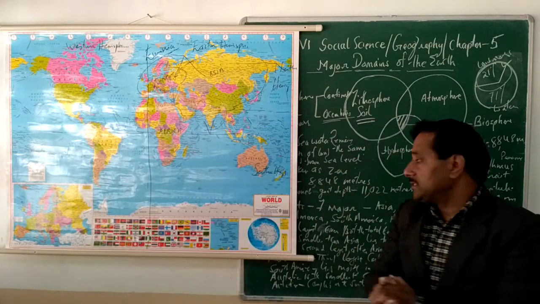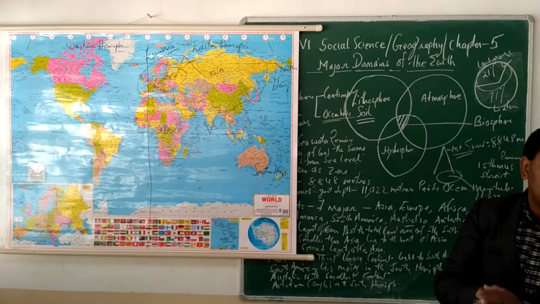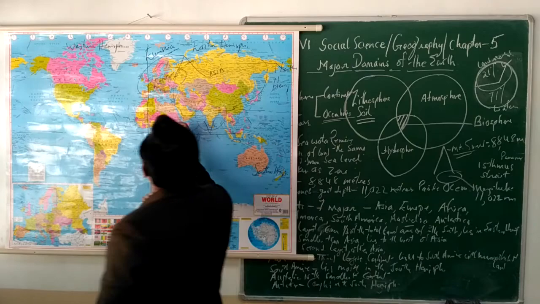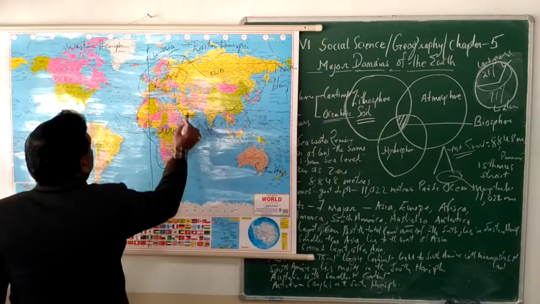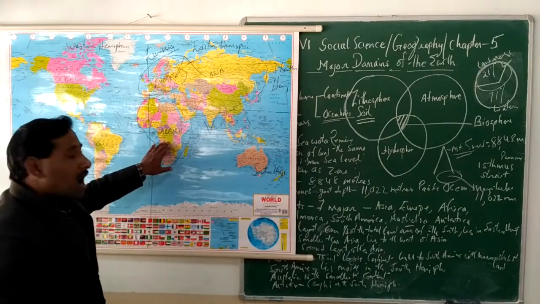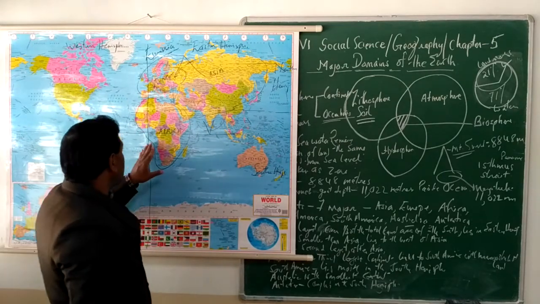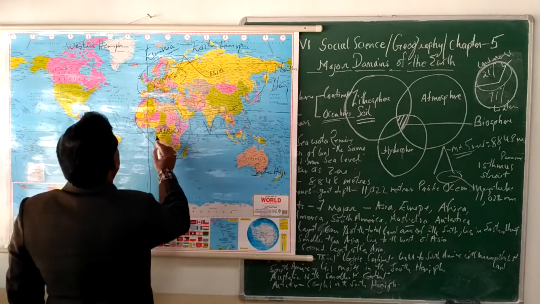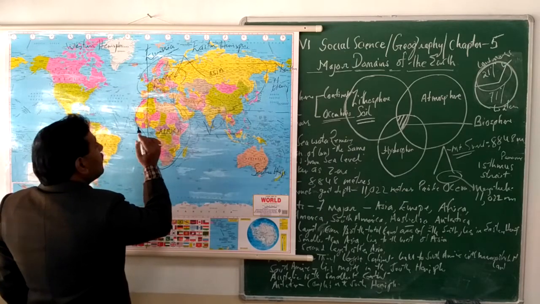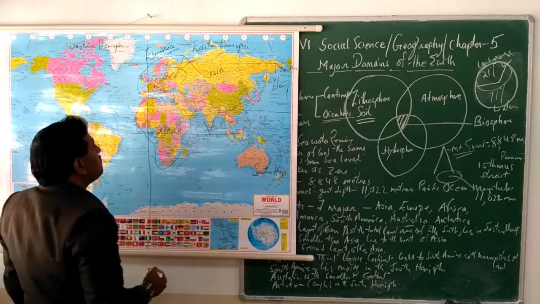Now let us discuss Africa. Africa is the second largest continent after Asia. This is your Africa. Watch carefully. You can see the huge size. Now the important thing is that the line of the equator passes through the middle of Africa, and it divides it into two parts.